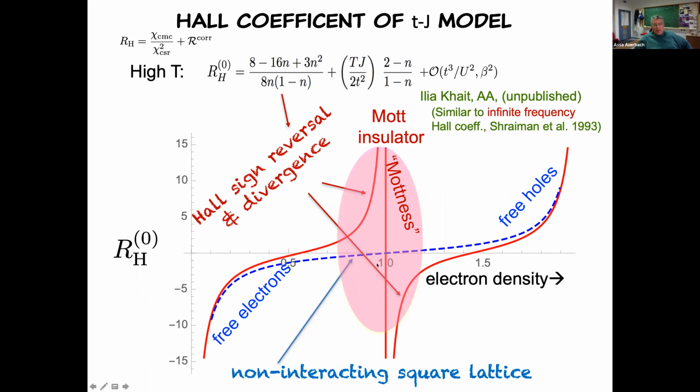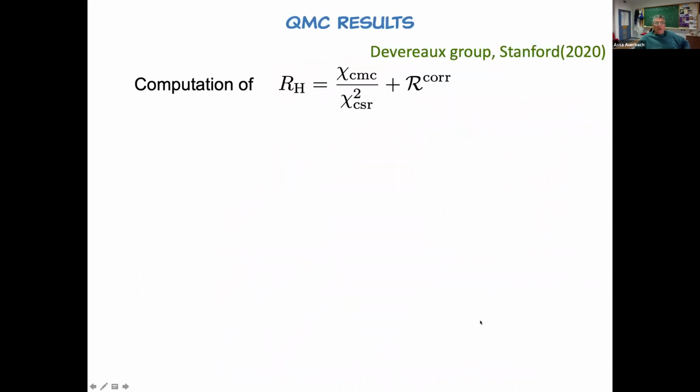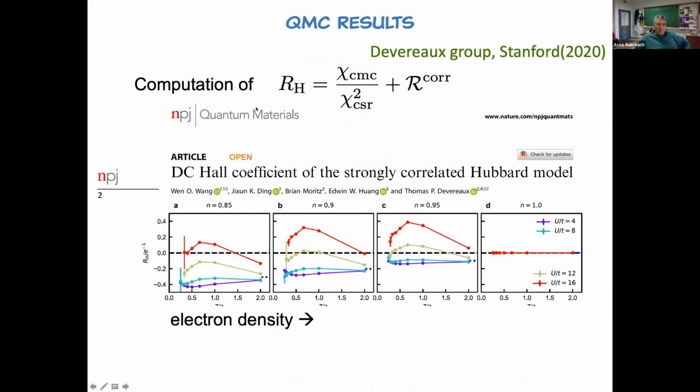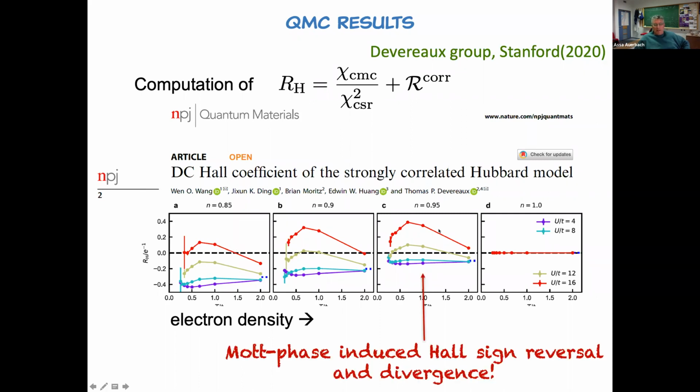But this change of sign still survives the correction terms. And it's been confirmed by separate calculations in quantum Monte Carlo by the Devereaux group at Stanford last year. They found, using a slightly different model, the Hubbard model, a similar increase in the Hall conductivity towards half filling, and again, the sign is the same as ours.